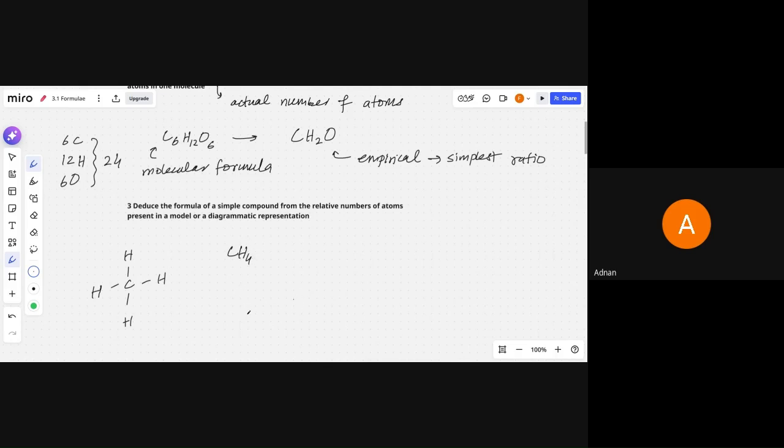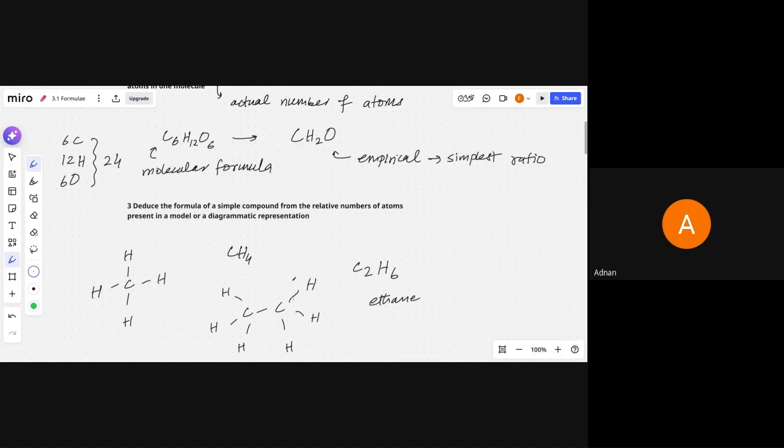Similarly, if I draw another model or diagram like this, what will be the formula of this compound? This will be C2, 2 carbon atoms, and 1, 2, 3, 4, 5, 6, H6, 6 hydrogen atoms. This is known as ethane, which you don't have to worry about now, but this will be included in organic chemistry, which is, I guess, topic number 11 or 12.